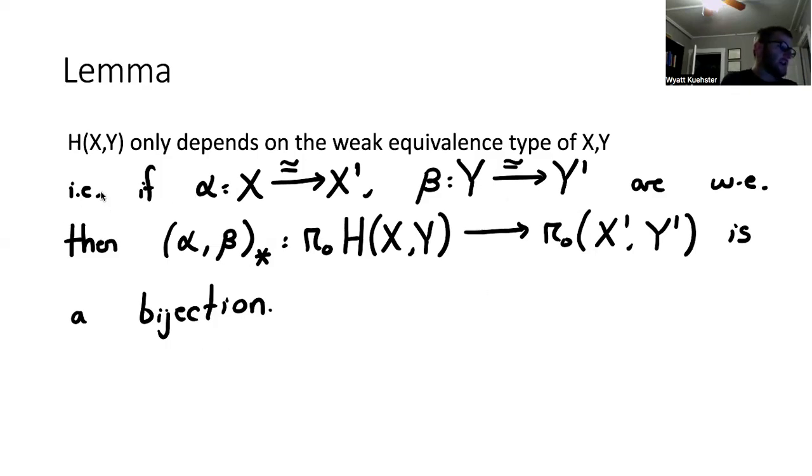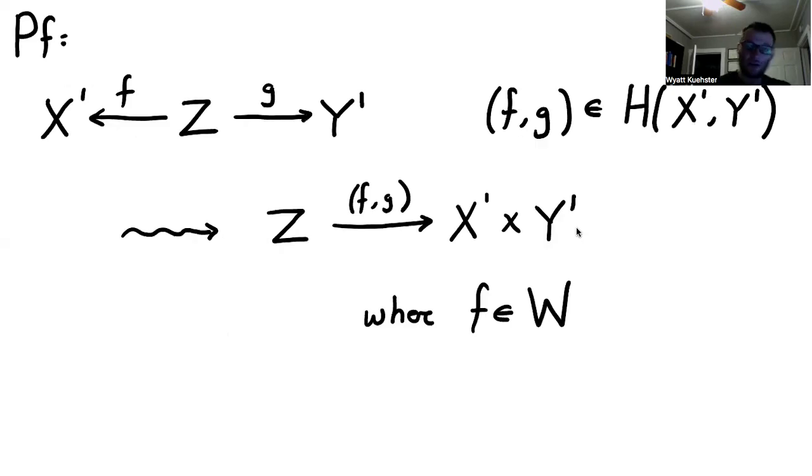So I'm saying if I have a weak equivalence from X to X prime and a weak equivalence from Y to Y prime, then that induces a bijection between the pi zero of h of XY and the pi zero of h of X prime Y prime. Okay, so let's prove that. I need to construct a map between the cocycle categories. I'll construct the backwards one first.